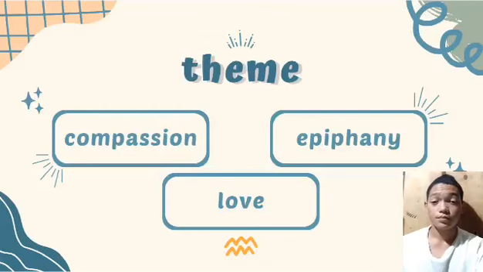Theme: compassion, epiphany, and love. Opinion. We were moved by the story when we read it because we could relate to it, and we felt bad for the father as soon as someone mentioned that the child was bad because of the father's feelings, and when the father was eating, they were almost about to go.